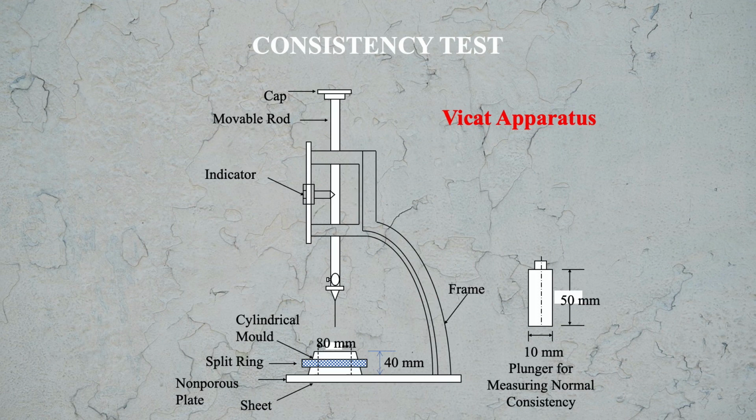Now here you see the Vicat apparatus. At the top you see the cap, then the movable rod, then the indicator, and below this is the mold, having 80 mm diameter and 40 mm height. It is a cylindrical mold. On the right, as you see, this is the plunger for measuring the normal consistency, having 10 mm diameter and 50 mm height.